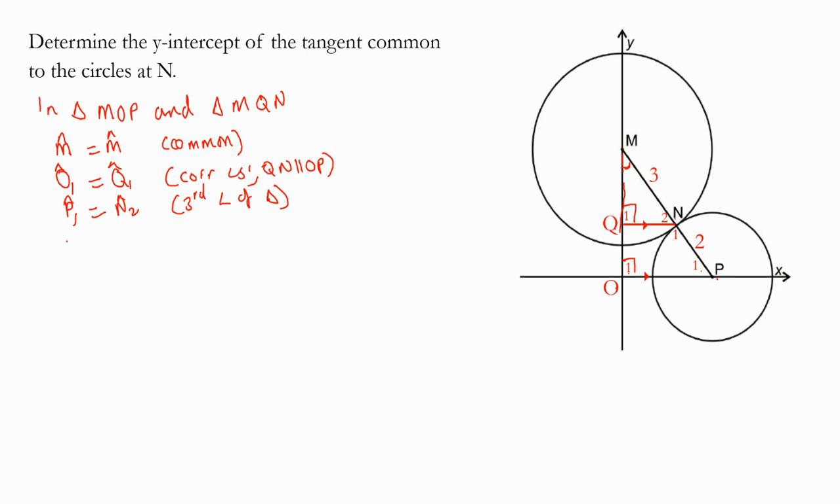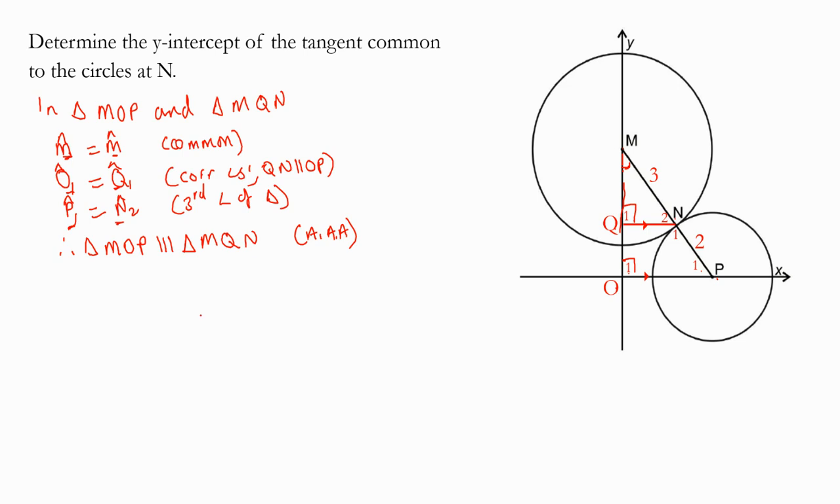And then now we can say therefore triangle MOP is what? Is similar to triangle. If you check, M goes with M, O goes with Q, P goes with N. You see that? So triangle MOP is similar to triangle MQN. And then there is in angle. You see that? Okay. Right.